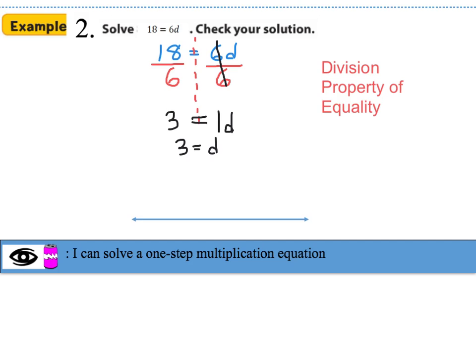Let's check our solution now. Let's plug 3 back into our equation. So 6 times 3 does equal 18, so we've checked our work. Now let's graph our solution on a number line. Here's 0, here's positive 3 on the number line, and I'm going to identify it with a solid circle because that's the only number that would make my equation true.